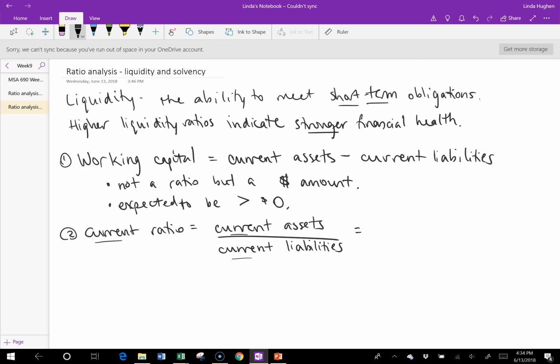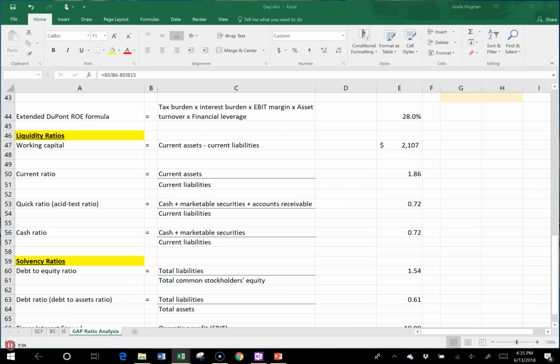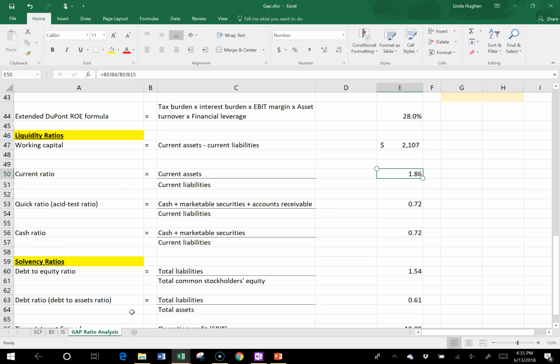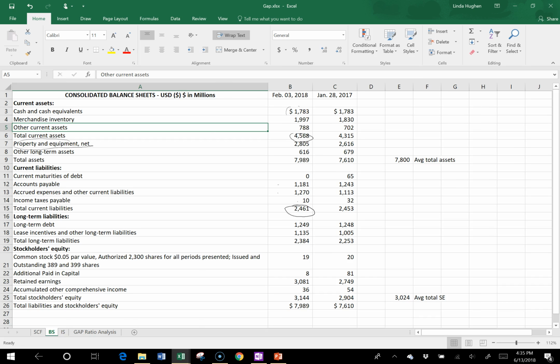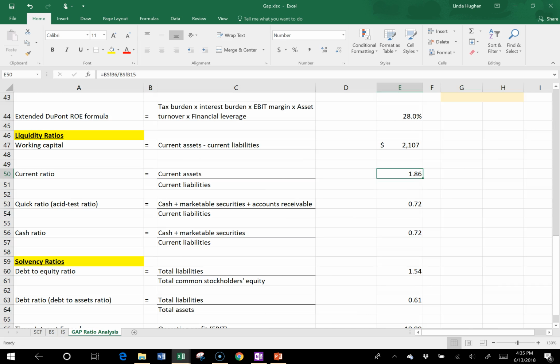So let's analyze GAP's current ratio. You can see I've already worked it out here. I hope that you'll work it on your own. I've linked here current assets divided by current liabilities. Remember, these numbers are coming directly from the balance sheet. And we see that this current ratio of 1.86 means that current assets are 1.86 times greater than current liabilities. Or another way of saying this would be that for every dollar of current liabilities, the company has $1.86 in current assets that can be used to pay off those current liabilities.